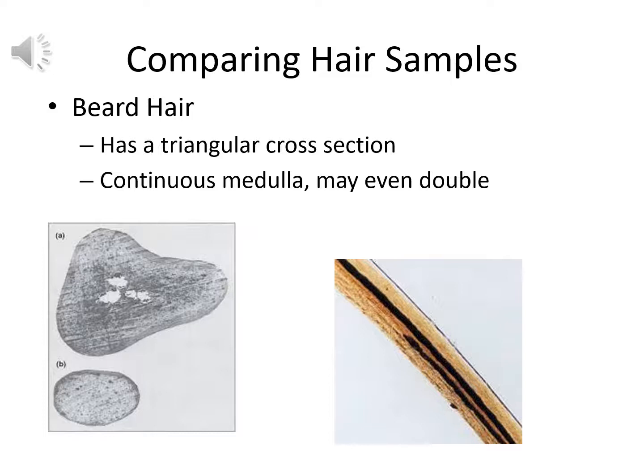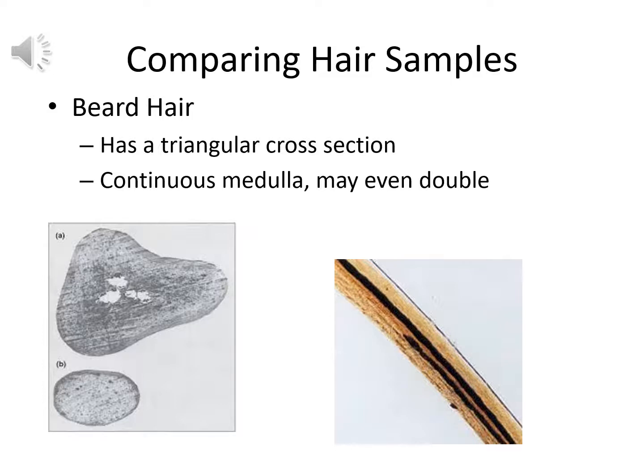If we look at beard hair in particular, that tends to have a triangular cross-section. We've talked about head hair having more of a circular, oval, or flattened cross-section, but with beard hair we're looking at more of a triangular cross-section. We also tend to find continuous medullae and maybe even double medullae, as we said earlier. Similar picture, if not the same picture, here on this slide showing that doubling of the medulla.